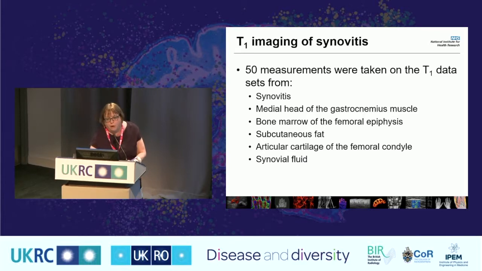I wanted to look at bone marrow. I took the femoral epiphysis as my benchmark. I looked at subcutaneous fat. I looked at articular cartilage in the femoral condyle because it was very easy to see. Tibial articular cartilage is not very good because the way the tibial plateau dips, we were getting a lot of partial voluming, so we ignored that bit. And then we also looked at synovial fluid as well.